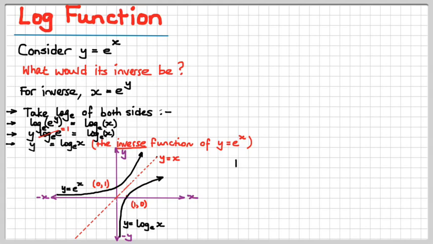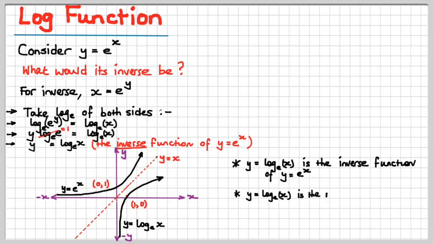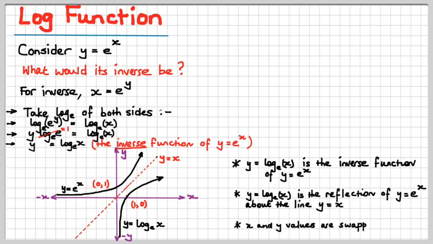Here it is. So y equals e to the x there, and y equals log x there. And it's the mirror image. So y equals log x is the inverse function of y equals e to the x, and y equals log x is actually the reflection of y equals e to the x about the line y equals x, as all inverses are formed that way. And thirdly, the x and the y values are swapped. So 0 and 1 is swapped to 1 and 0 for the intercepts. Do you see that? It's amazing, isn't it?